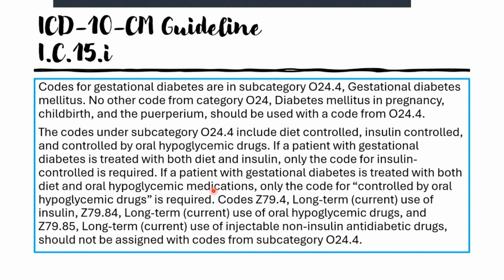But note something very interesting here. Codes Z79.4, long-term current use of insulin, Z79.84, long-term current use of oral hypoglycemic drugs, and Z79.85, long-term use of injectable non-insulin anti-diabetic drugs, should not, you see that? Should not be assigned with the codes from category O24.4. So Z79.4, Z79.84, Z79.85 are not to be coded with subcategory O24.4.